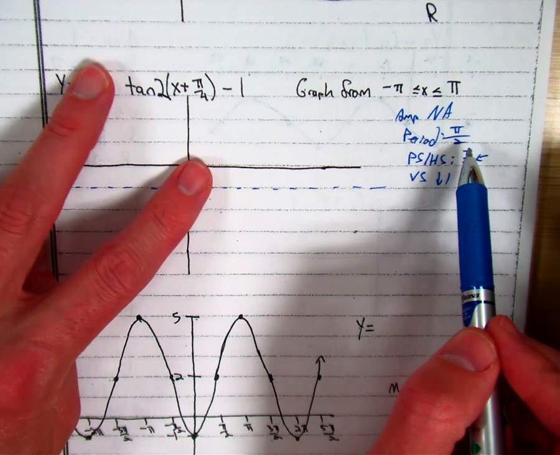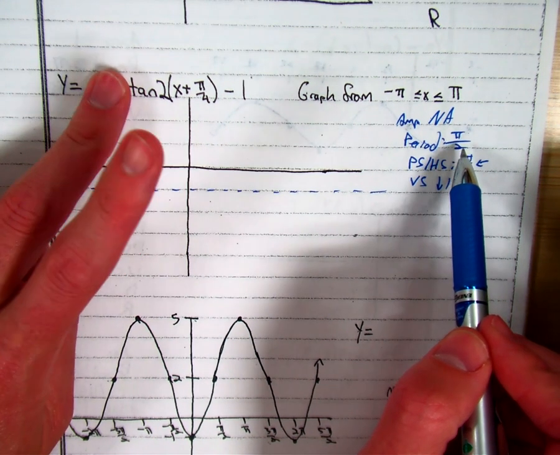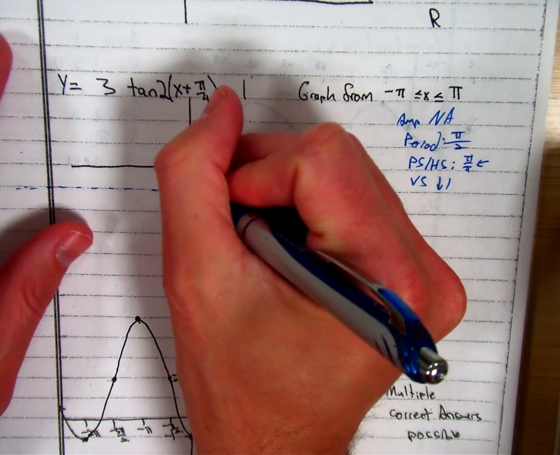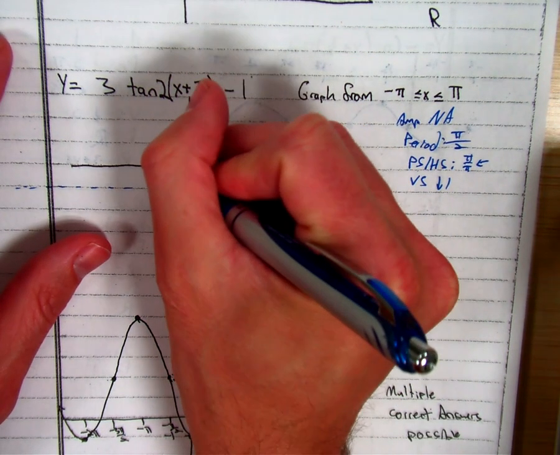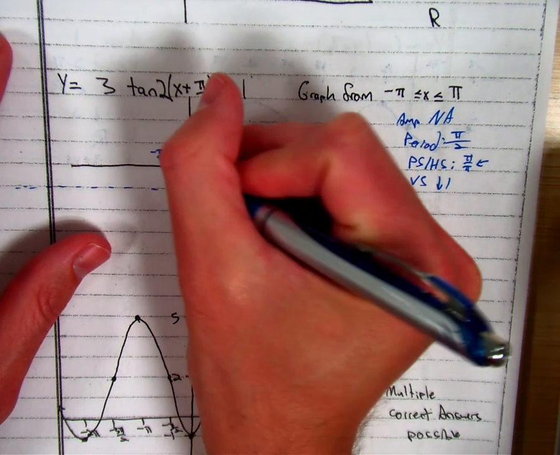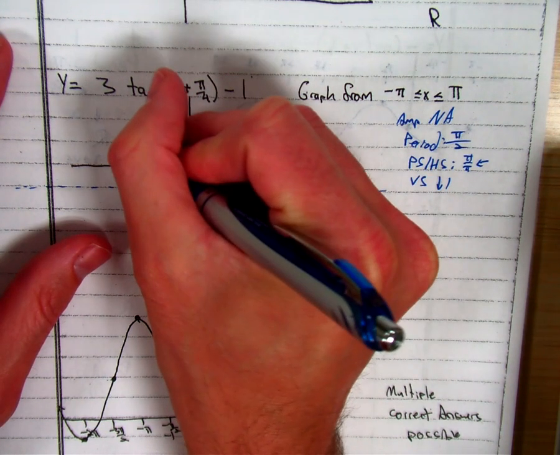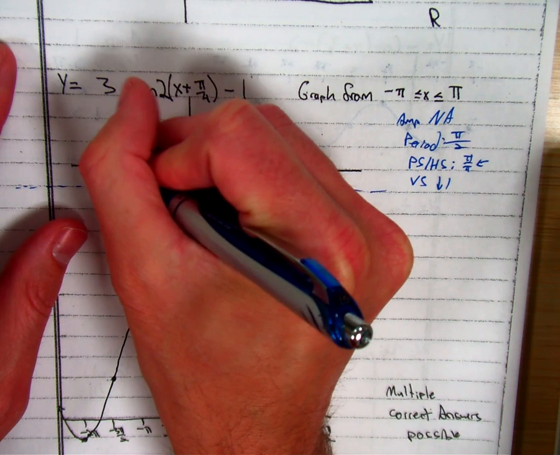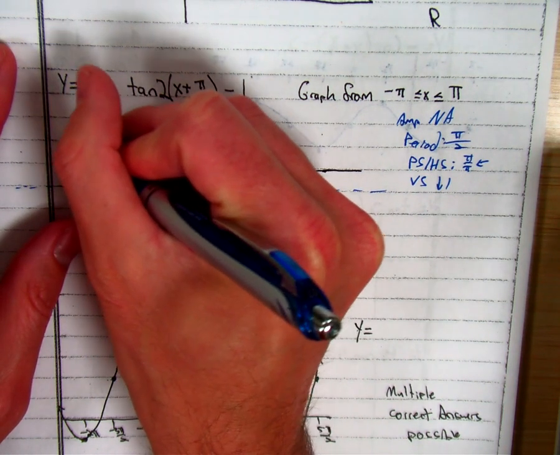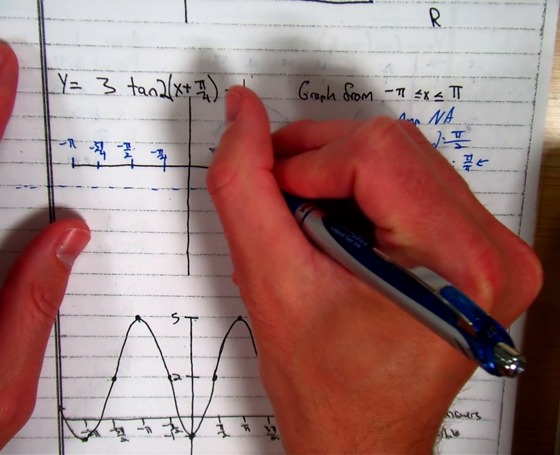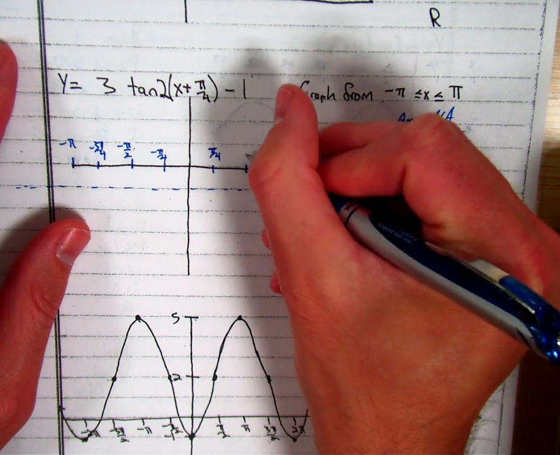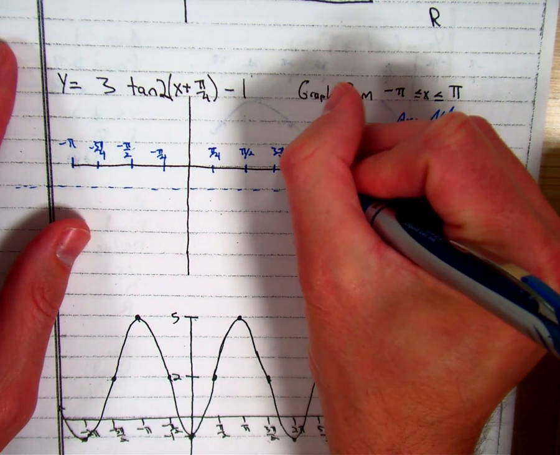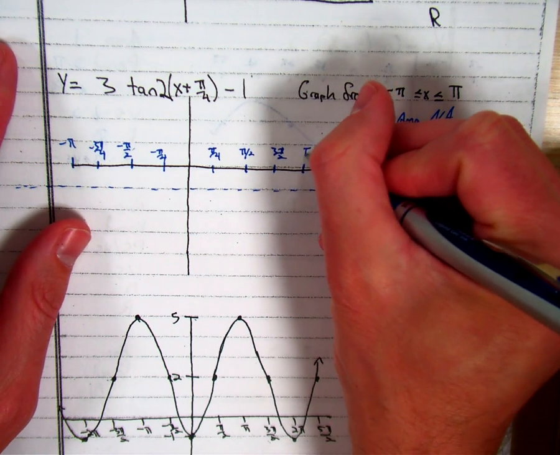Tangent has two things. You're either an asymptote or a 0. So I divide that by 2 again. I'm counting by pi over 4s. So I need to have pi over 4, negative pi over 4. Negative 2 pi over 4, that'd be negative pi over 2. Negative 3 pi over 4. And negative pi. Okay, then we'll have positive pi over 4. Positive pi over 2. 3 pi over 4. And pi.